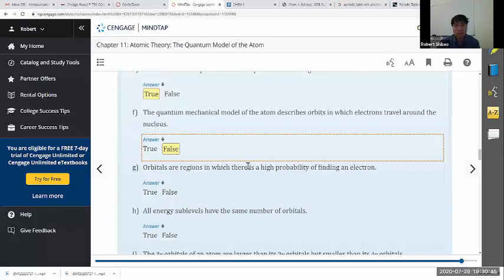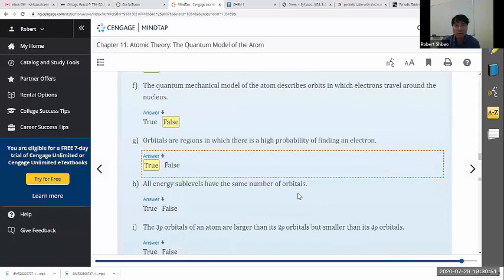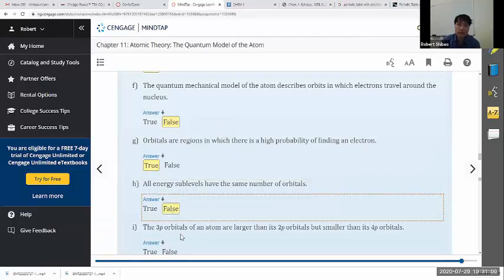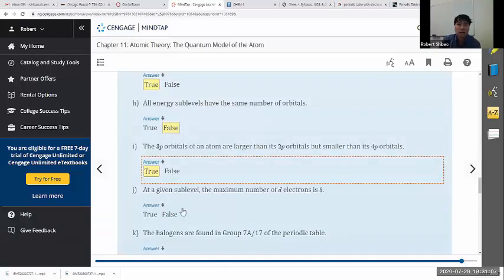Orbitals are regions in which there is high probability of finding an electron. That's true. All energy sublevels have the same number of orbitals. That's false. There's n squared orbitals. The 3p orbitals of an atom are larger than the 2p, but smaller than the 4p. That's true. At a given sublevel, the maximum number of d electrons is 5. No, the maximum number of d electrons is 10 because we've got 5 orbitals.